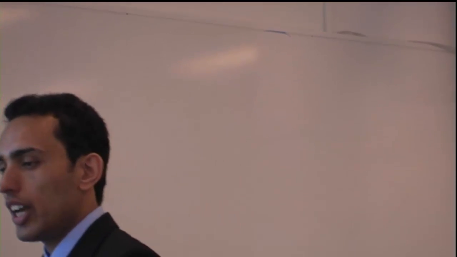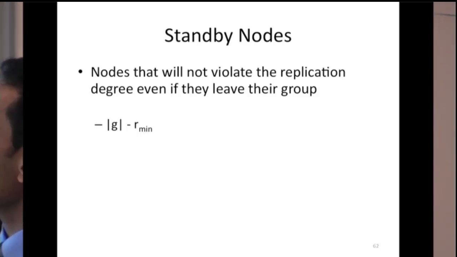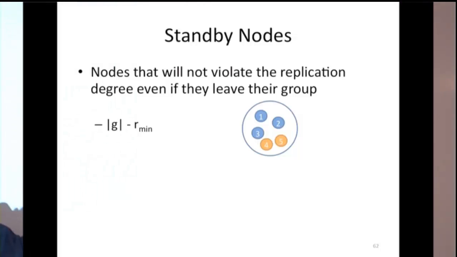Before I say how we handle those, I'll introduce a concept called standby nodes. Standby nodes are the nodes that can leave their group without violating the replication degree. For example, if you have a group and your rmin is, let's say, 3, and rmax is, let's say, 6, and there are 2 more nodes here, even if these 2 nodes leave this group, the size of the group does not violate our requirements, which is that it should be between rmin and rmax. We call these standby nodes. They can just leave this group whenever they want. They will not violate the properties.